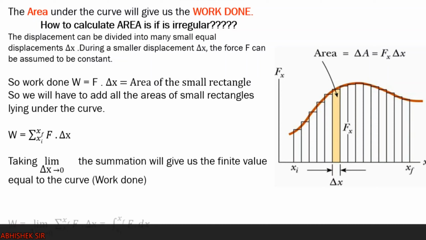Now if we take the limit delta x tends to 0, removing the summation, we will have to use the integration symbol. So W equals limit delta x tends to 0, summation of F delta x from xi to xf, which is equal to the integration from xi to xf of F dx. So this will be the total work done.